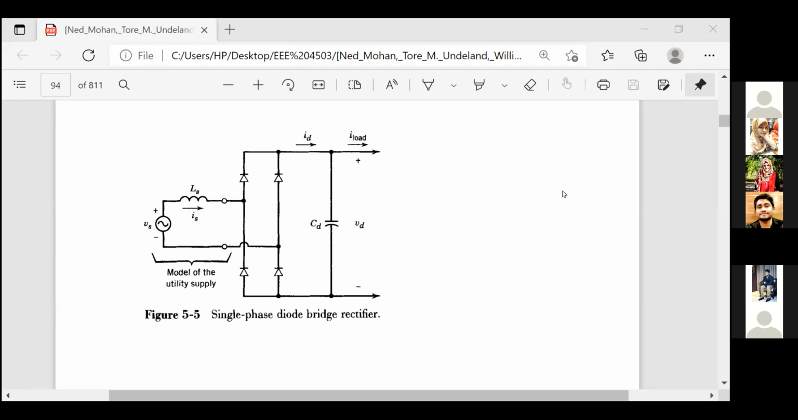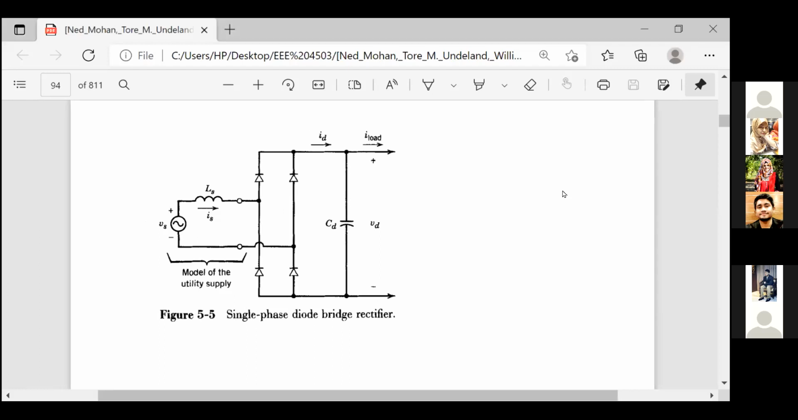Okay. So this is the figure. If you look at, this is the figure of a practical single phase diode rectifier.